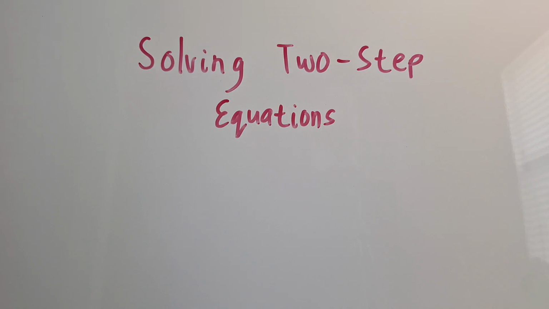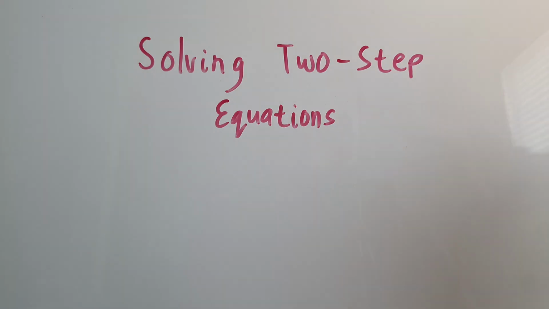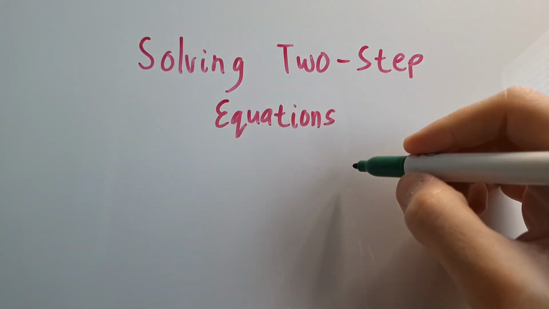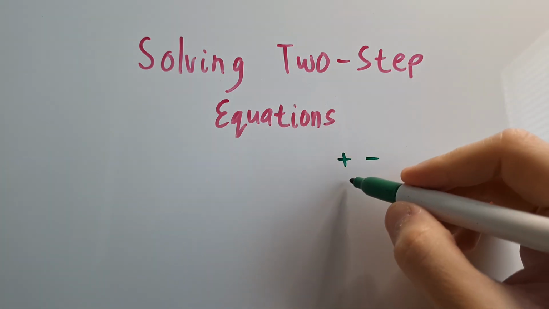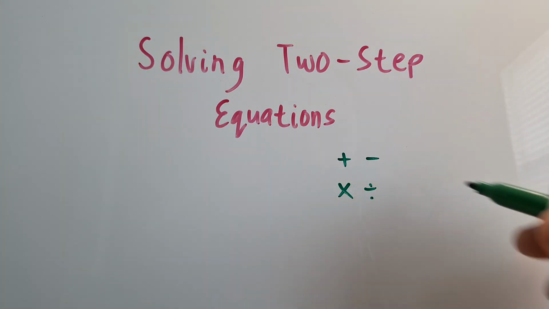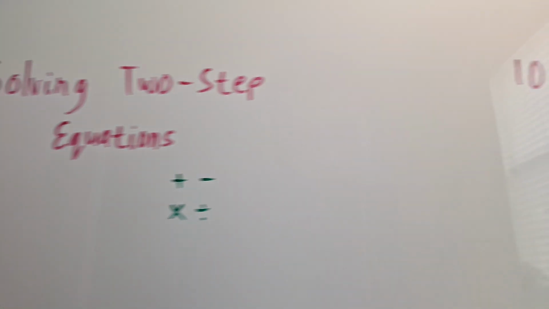Hello everyone, in this video we're going to solve two-step equations. A two-step equation is an equation that involves two operations. Specifically, what we do for the first step is either add or subtract, and then for the final step we'll either multiply or divide. That's typically how these work out, and we'll work out a couple of examples right now.